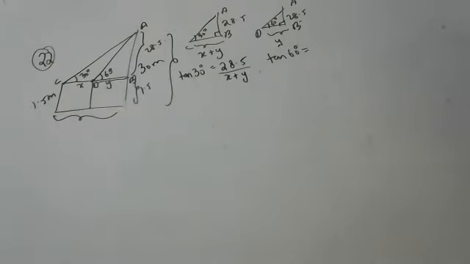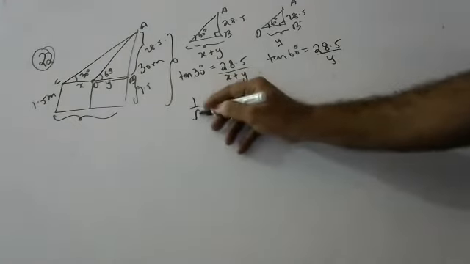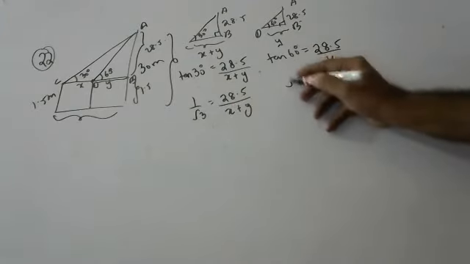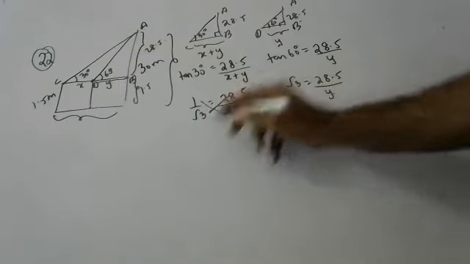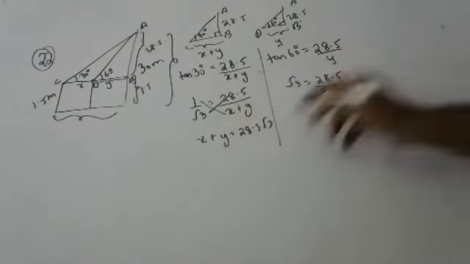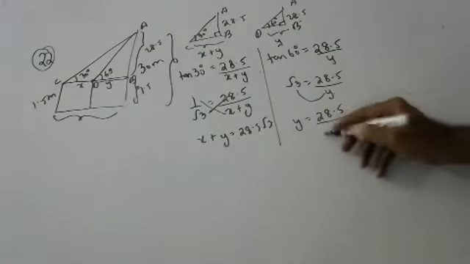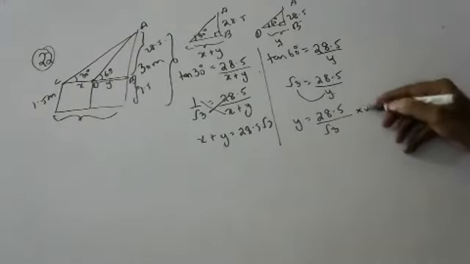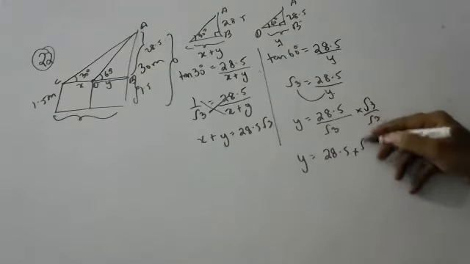So 28.5 by y. How much is this? 1 by root 3. So 1 by root 3 is equal to 28.5 by x plus y. Tan 60, root 3, is equal to 28.5 by y. Doing cross multiplication, x plus y is equal to 28.5 root 3, and y root 3 equals 28.5, so y is equal to 28.5 by root 3. Rationalize this: 28.5 root 3 by 3.